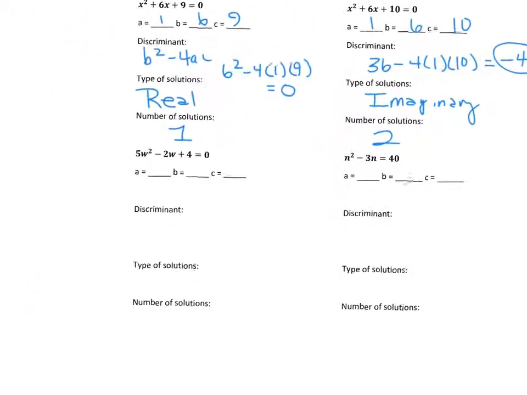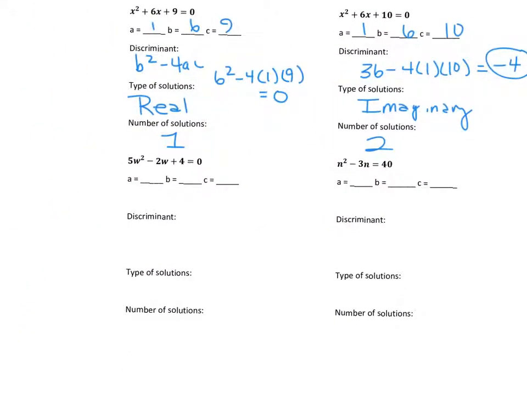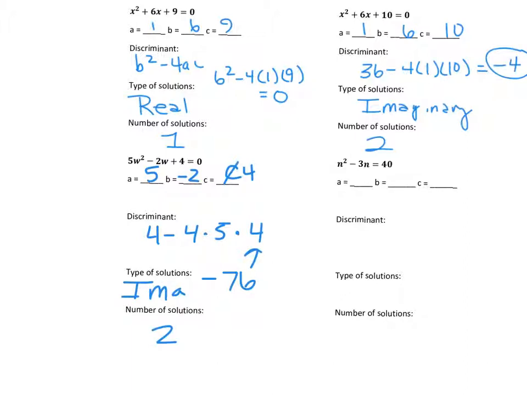Okay, time for one more here. So a is 5, b is negative 2, c is 4. So b squared is 4 minus 4 times 5 times 4. So 4 minus 80 is negative 76. So the discriminant is negative 76, so that's imaginary, and there are two imaginary solutions.